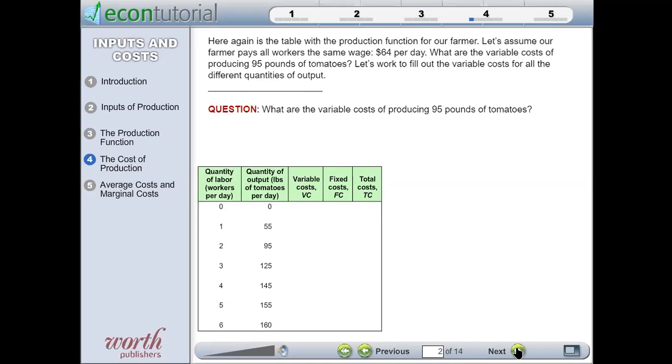So what are the variable costs of producing 95 pounds of tomatoes? We're going to ask first this question: there's a particular quantity that we want to produce, and what could be the overall cost of producing this quantity? Now let's see. Those two columns are still there. I have the number of laborers, and I also have the number of pounds being produced when we use a particular quantity of laborers, or I can say a particular quantity of input in this production process.